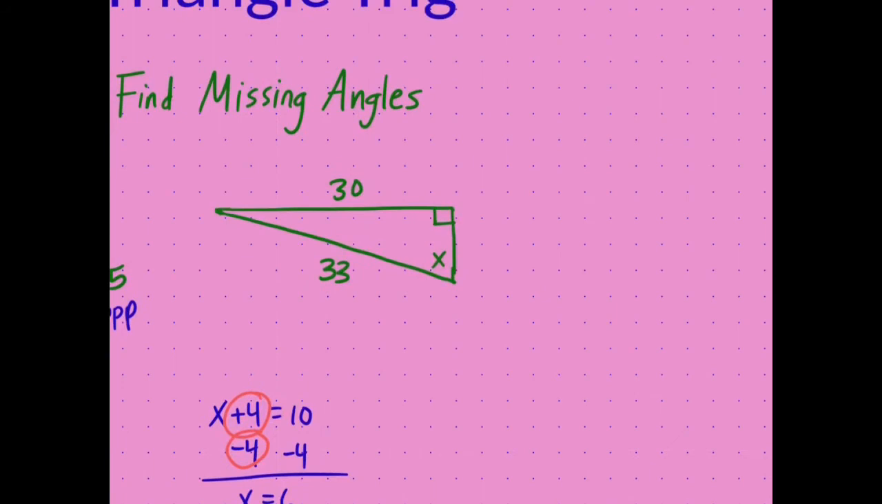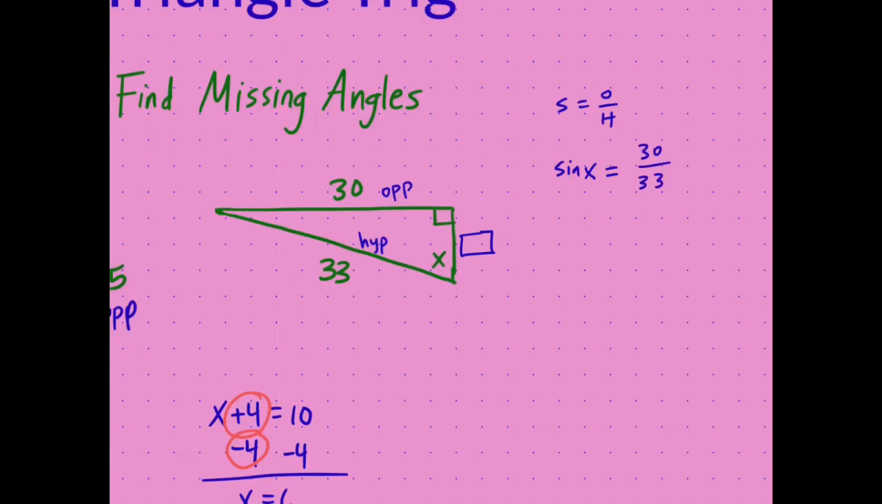Find the missing angle. What do I see here? I see the opposite. I see the hypotenuse. There is nothing over here for adjacent. So I'm going to use the trig function with no adjacent. So SOH, sine equals opposite over hypotenuse. So sine of x equals 30 over 33.